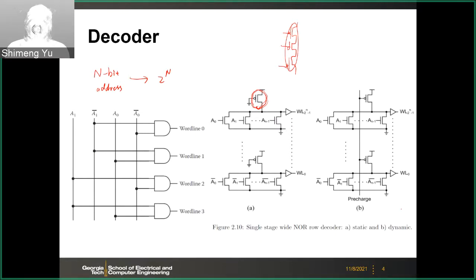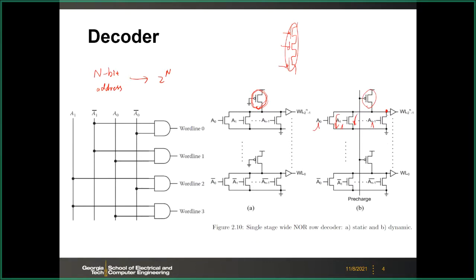And then the other design is dynamic logic. In dynamic logic, you have a PMOS pre-charge circuit, and you have a clock to control that. You pre-charge the output node, and then you have the clock input for the input side. Then you will discharge according to the address bits. So this is the dynamic logic mode.